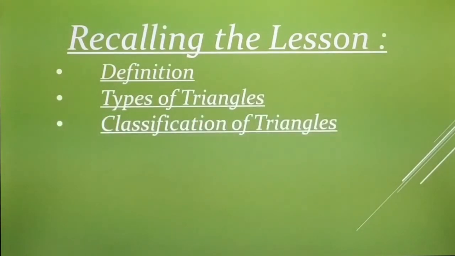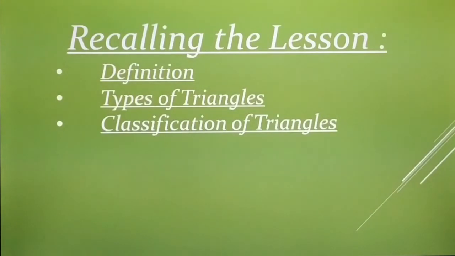Classification of triangles is done by 2, sides and angles. So when we are talking about sides, we classify our triangles and put them into the box of the sides. That's equilateral triangle, isosceles triangle, and scalene triangle. While in the angles, we add right angle triangle, a triangle that has one angle of 90 degrees.